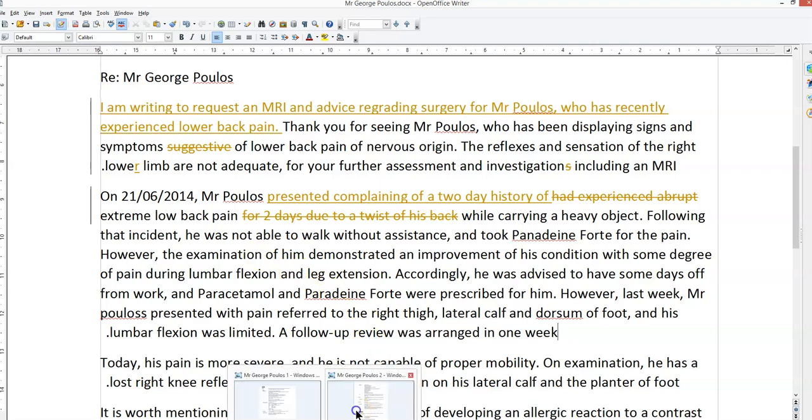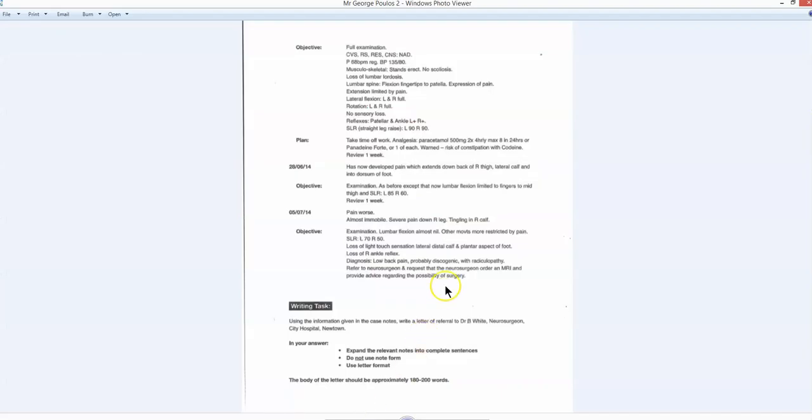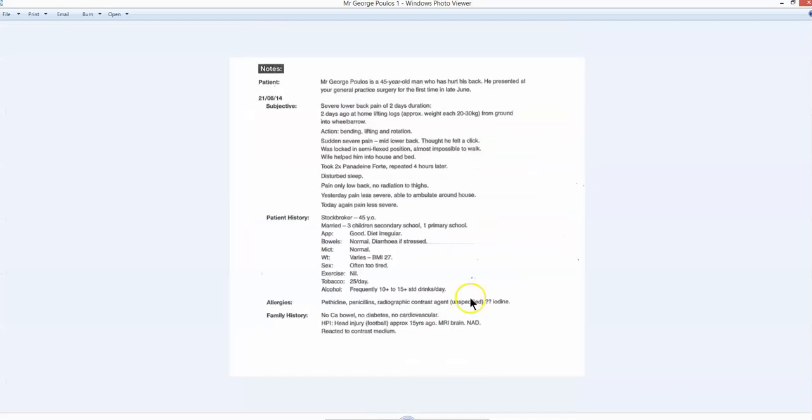Let's have a look at the notes. What's it say? So, you examined him. Pain, extension. Okay. So, you prescribed some paracetamol and advised him to take time off work. Following that incident, he was not able to work. Did he take Panadine Forte for the pain? Did he self-medicate? Let's have a look. Did it say that? Yeah, he took 2 Panadine Forte and he put it 4 hours. We don't really need that.